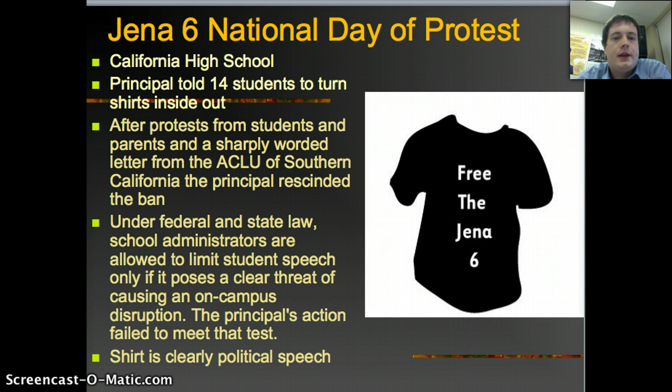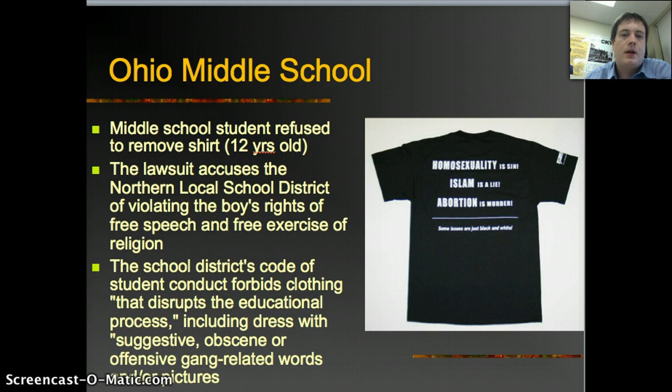And so these shirts were worn by a bunch of students who were upset with them. The principal told the students to turn their shirts out. The ACLU, the American Civil Liberties Union, came through and defended these students, and the students won this case because the shirt is clearly political speech. Political speech is your most protected form of speech. Something very important to remember.